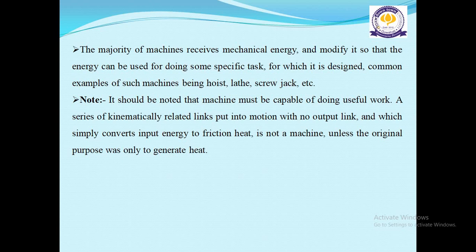Note, it should be noted that a machine must be capable of doing useful work. A series of kinematically related links put into motion with no output link, which simply converts input energy to friction heat, is not a machine unless the original purpose was only to generate heat.